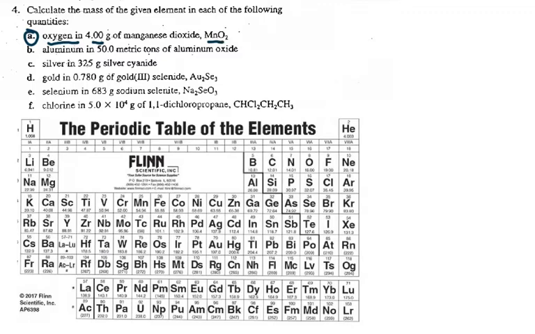Let's start with doing basically a percent composition. What we need to find out is what the percentage of oxygen is in this compound, and then we can apply that percentage to the 4 grams. So I'm going to start with a percent composition formula.